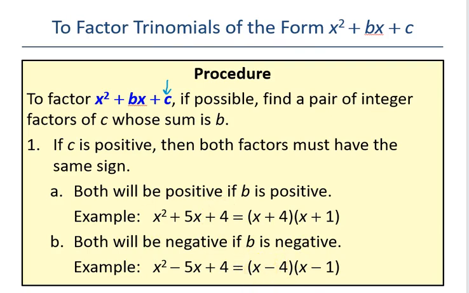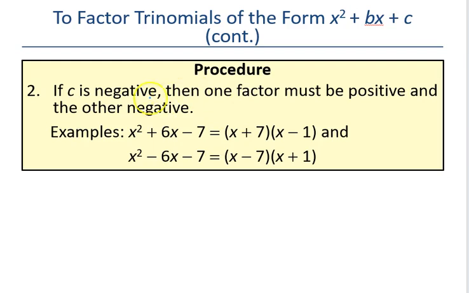Let's continue on. If c is negative, then one factor must be positive and the other negative, and we saw an example of that too. If c is negative, you'll have one that's positive and one that's negative, or vice versa. It really does depend, and you're looking at b as well, but let this be the major hint factor right there.